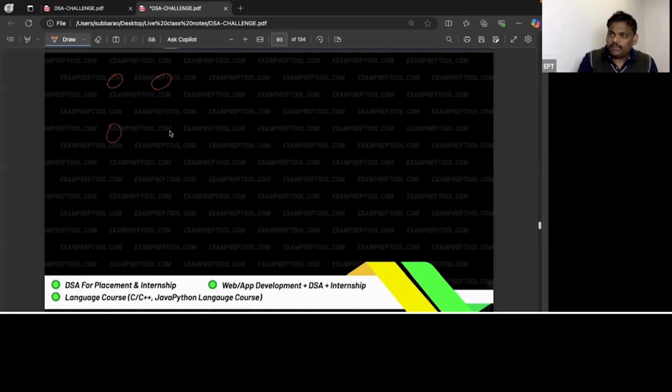In this graph, understand one small line. This is the graph, with vertices 1, 2, 3, 4, 5. In this graph, you want to identify how many articulation points are there. You want to find out.